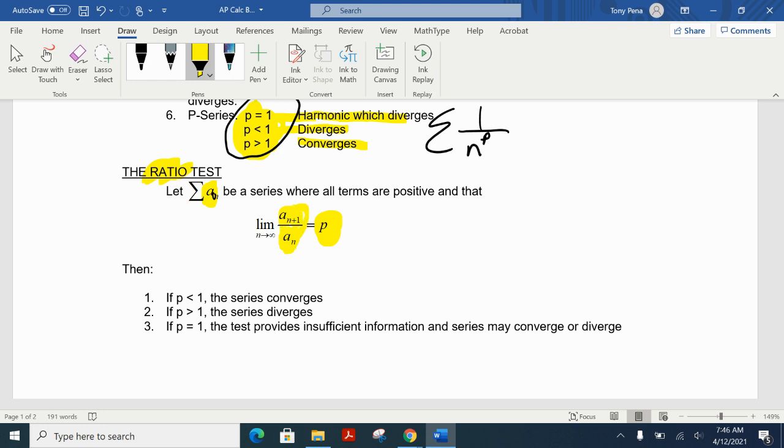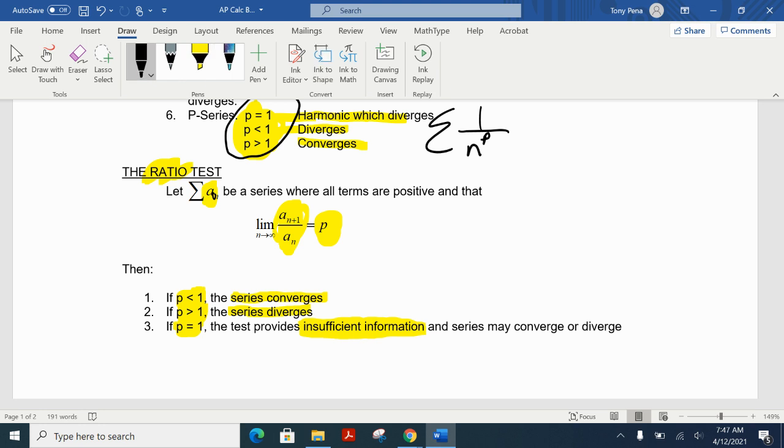So if this ratio that we're going to set up right here ends up giving us a limit that's less than 1, then we know that series is going to converge. If that P is greater than 1, then we know that series is going to diverge. And if that P, which is again just the limit of that ratio, equals 1, then we're out of luck, because that is insufficient. It's not enough information to tell us what's happening.